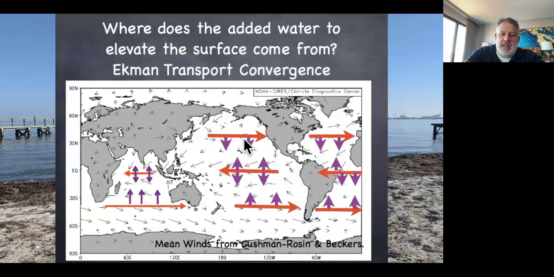I should have said these regions are called the subtropics because of these patterns of winds. These regions are called the subpolar regions because of these patterns of winds. And then the equatorial region is kind of narrow in between the subtropics.